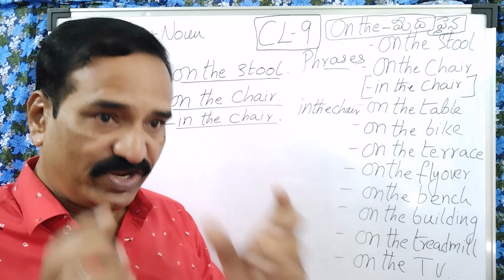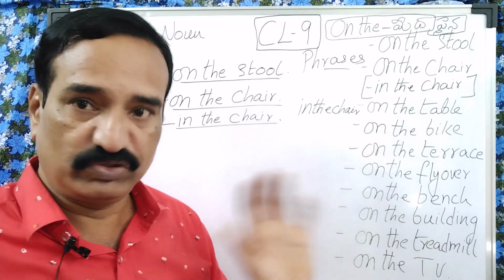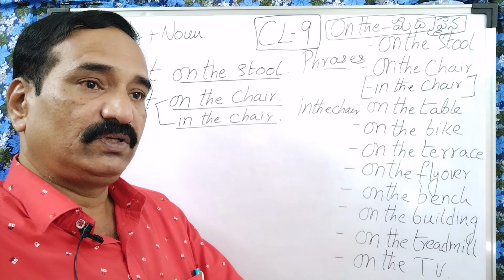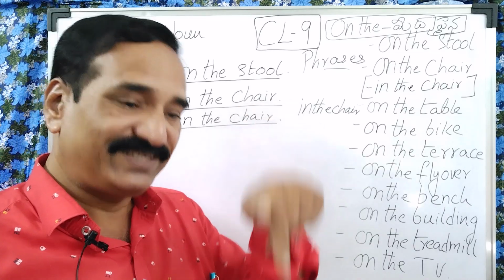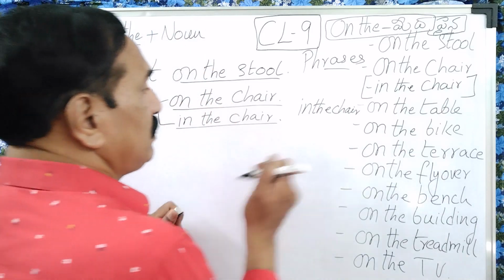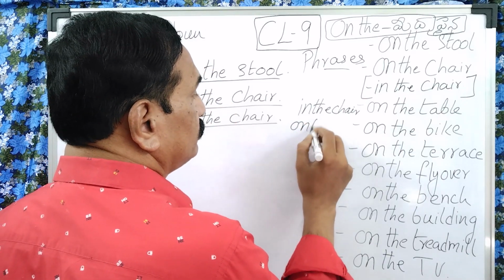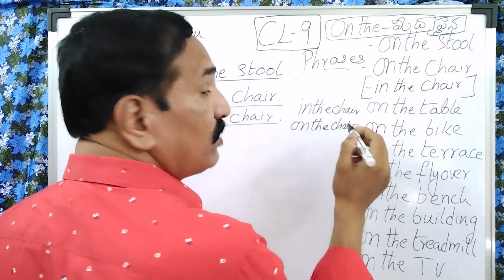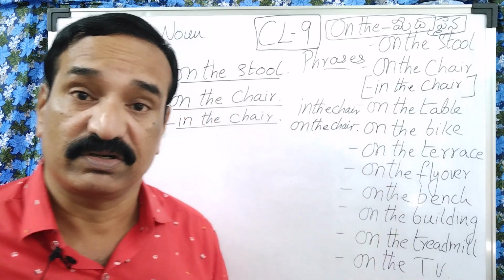So if a chair has arms on both sides and you place your hands on those arms, then you have to say I sit in the chair. And where do you use the word on the chair? I hope you got the answer when I say on the chair.